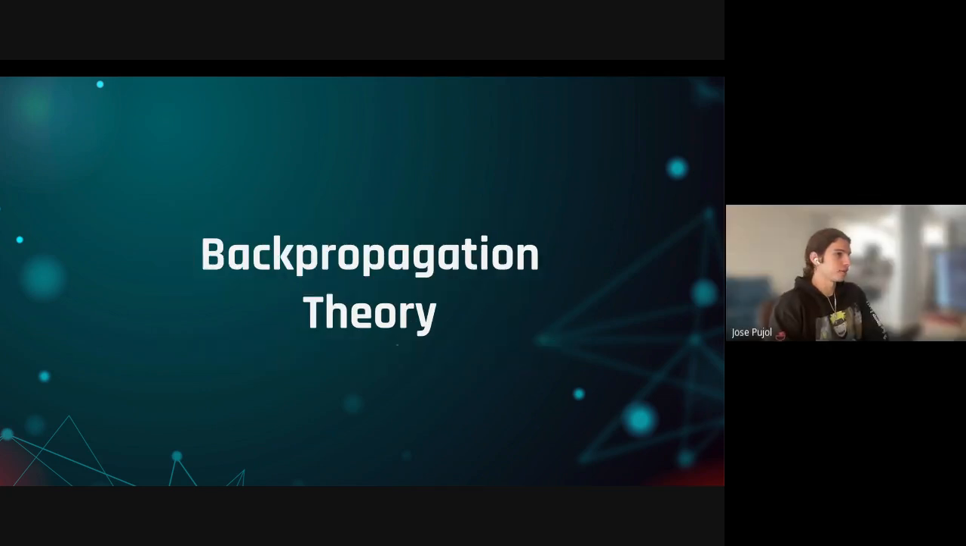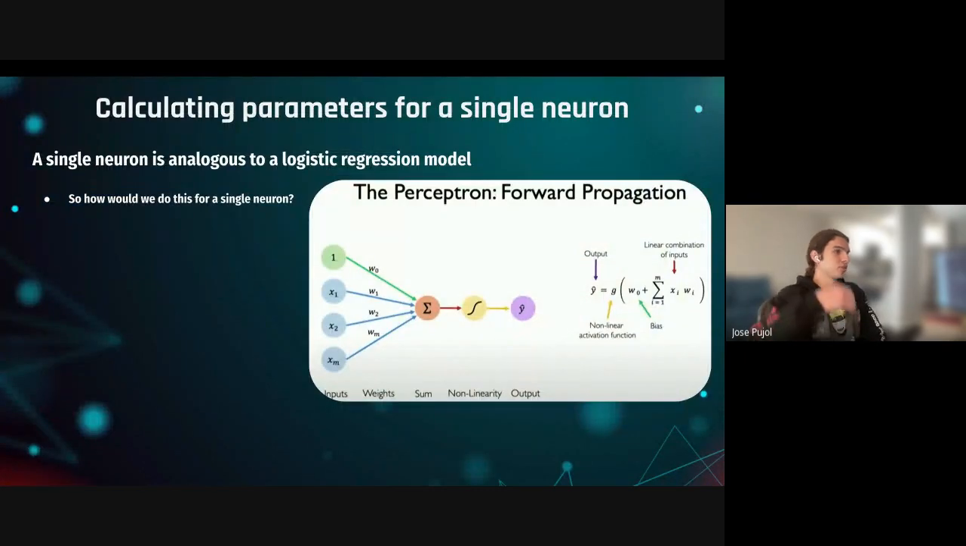Okay, beautiful. So, backpropagation a little bit. Remember, a single neuron is analogous to logistic regression, which is why I was going over it beforehand. So how would you find the optimal parameters for a single neuron? Can someone tell me? If it's analogous to logistic regression, how do you think we would do it?